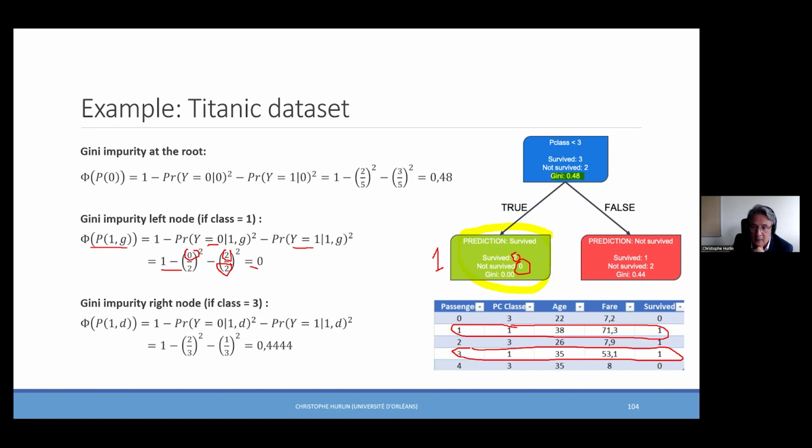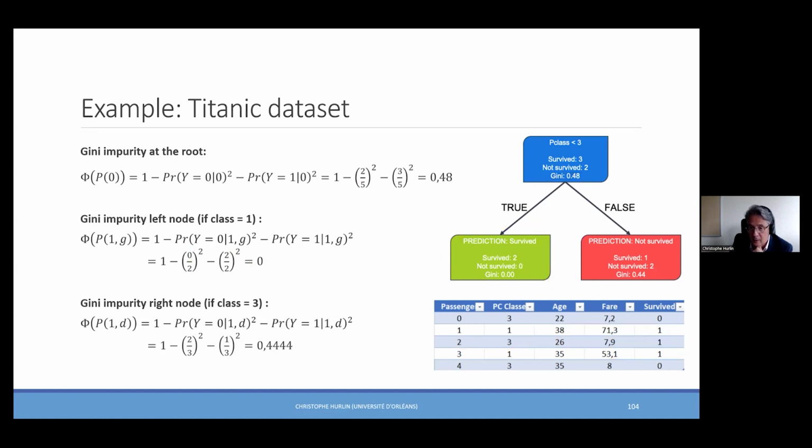And here, scikit-learn reports a Gini index of 0. Why? Because it is a homogeneous node. There are only people who survived.